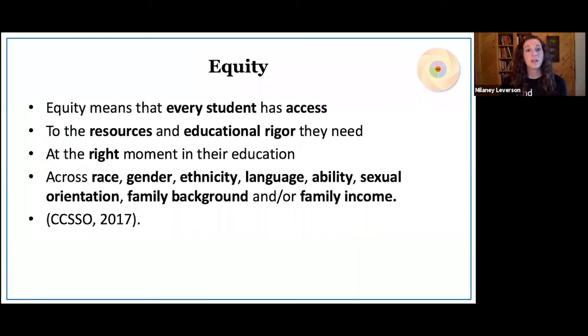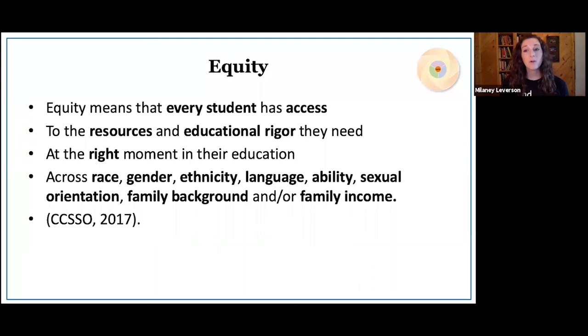So just to be clear, let's come back and ground ourselves in our definition of educational equity, which is what we define all of our work around in the RTI Center and at DPI. Educational equity means that every student has access to the resources and educational rigor that they need at the right moment in their education across race, gender, ethnicity, language, ability, sexual orientation, family background, or family income.